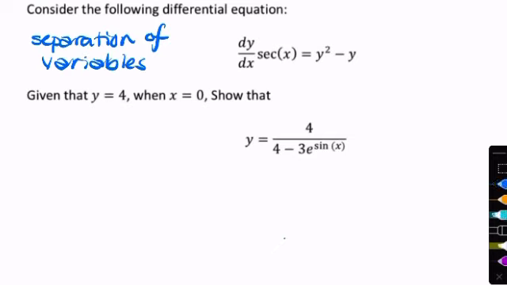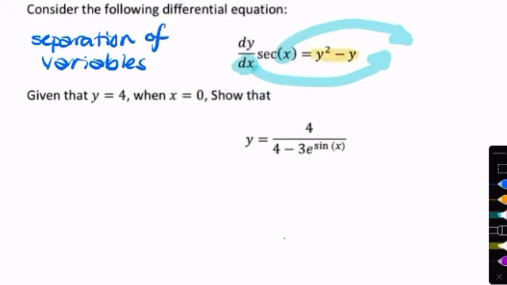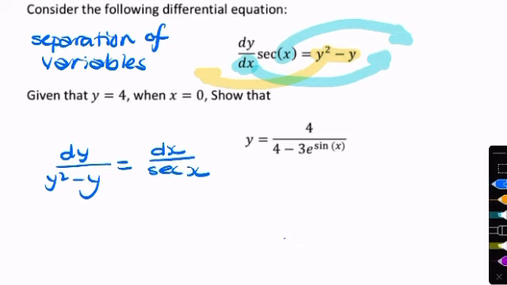So we want to get the dx in the numerator and on the right-hand side, and we want to get the x again on the right-hand side. And we want to do the opposite with the y. We want the y on the left-hand side and probably in the denominator. So we'll end up with something that looks like this: dy over y squared minus y equals dx over secant x.